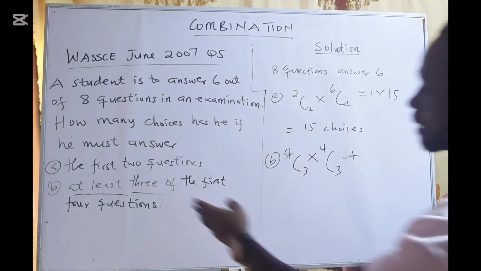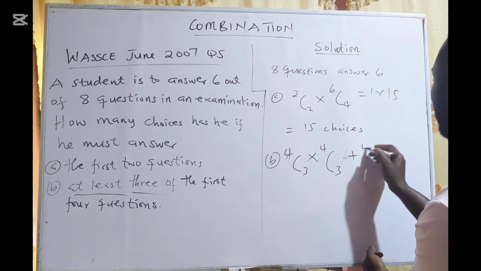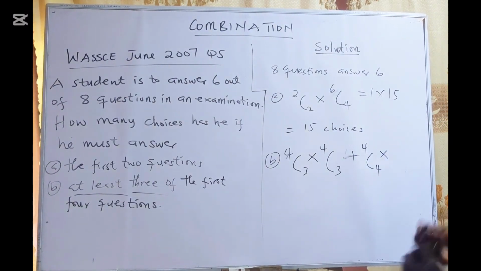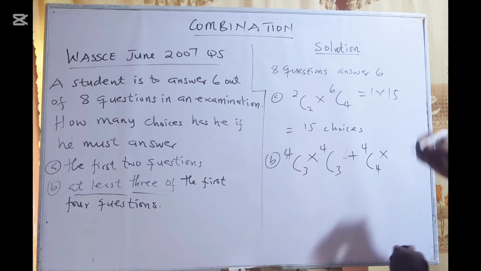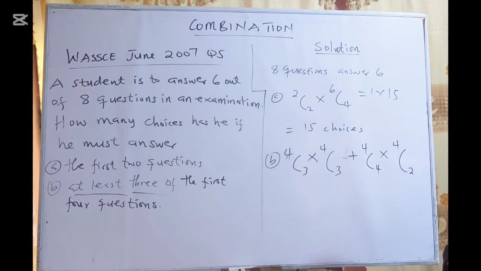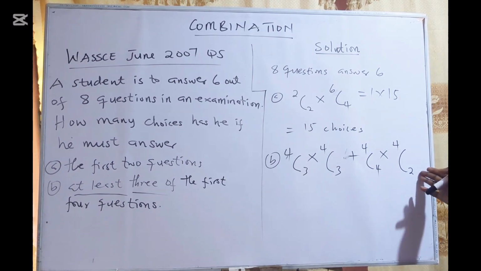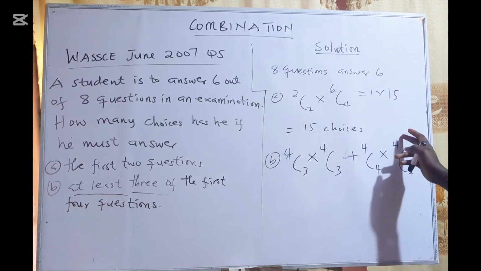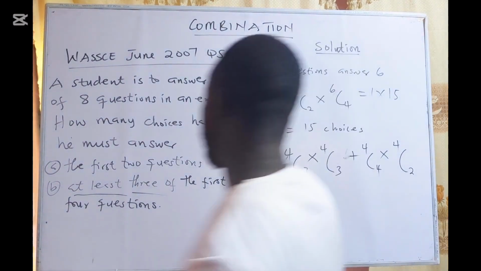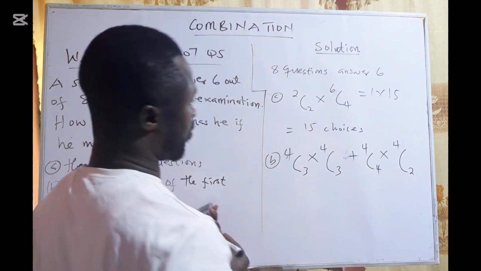All right, or the plus. Because it is at least 3, he can decide to answer all the 4. Okay, you can decide to answer all the first 4, and then if he answers all the first 4, then of the last 4 questions, he has only 2 questions to answer from there. Okay, 4 plus 4 will give me 8, 4 plus 2 will give me what? The 6. All right, so this is at least to answer the first 4 questions.